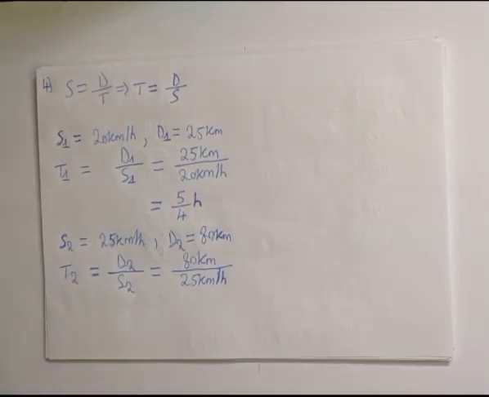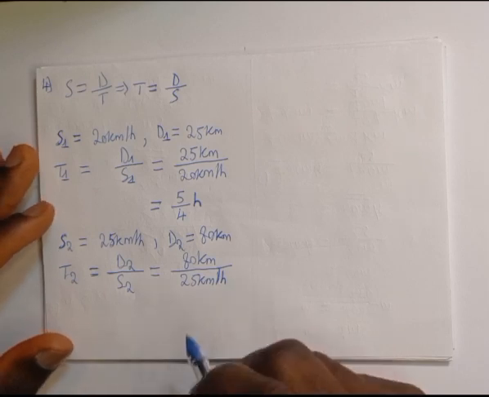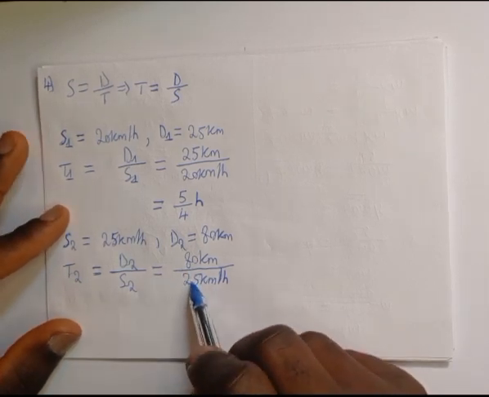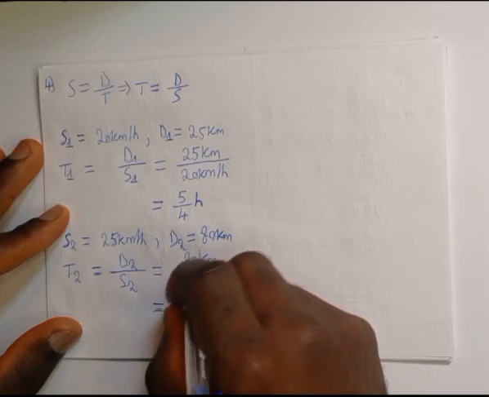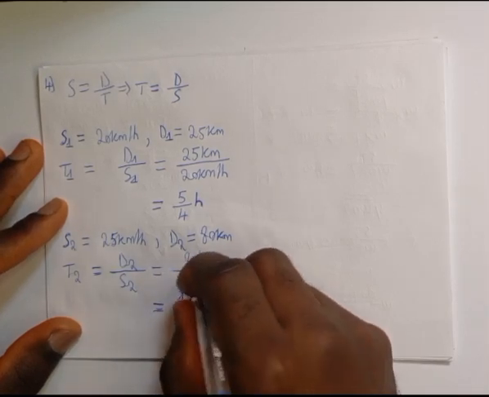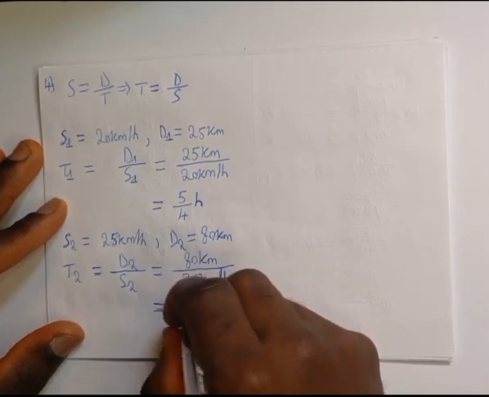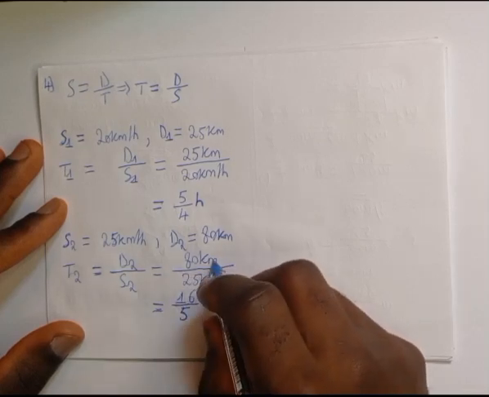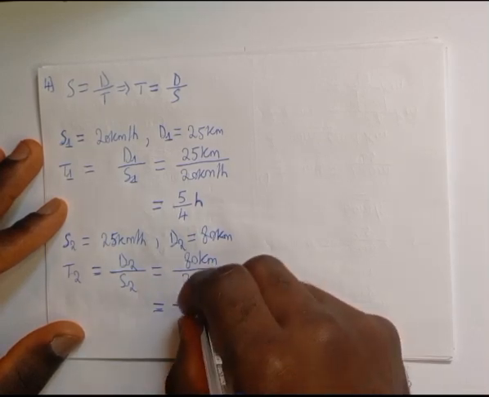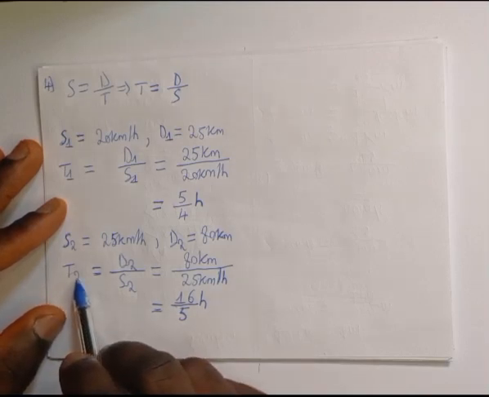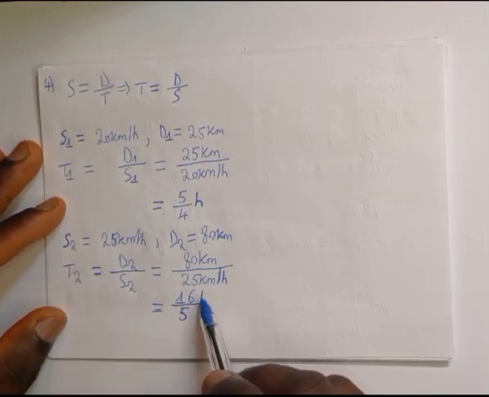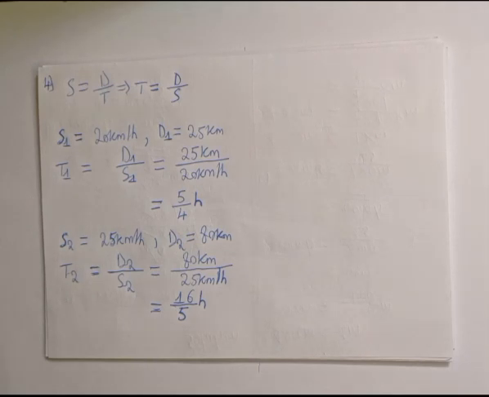Now, performing all the necessary simplifications, 5 is the highest common factor of 80 and 25. 80 divided by 5 gives us 16 all over 25 divided by 5 gives us 5. Kilometers divided by kilometers per hour, we're left with hours. So the time taken by the cyclist for the second phase is simply 16 all over 5 hours. Now we need to find the time taken for the whole journey.